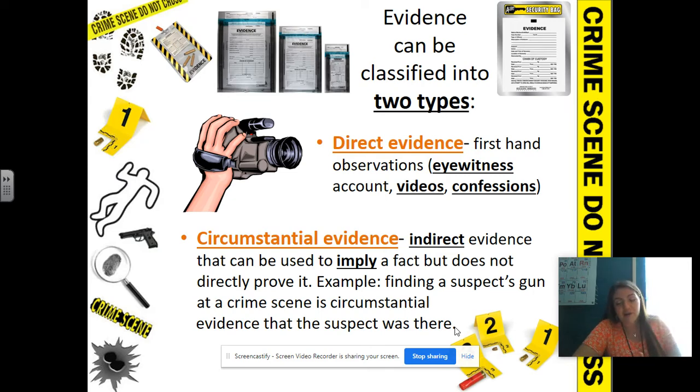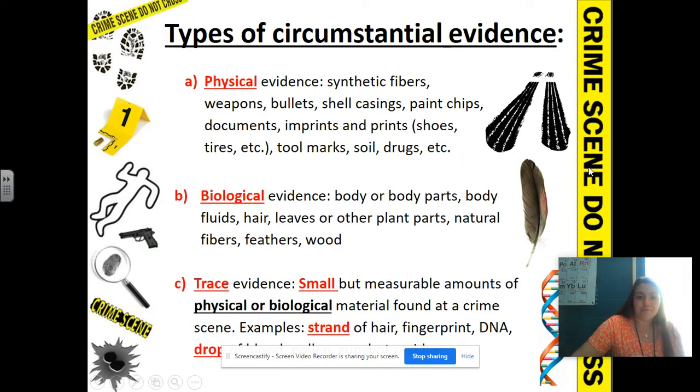So that's pretty good evidence. I'm not saying it's bad evidence, but it doesn't directly prove it. It just implies that it seems suspicious, but it doesn't prove it. We would probably need more evidence in court for them to actually think that was enough. Okay. Now, the rest of these three classifications are all about circumstantial.